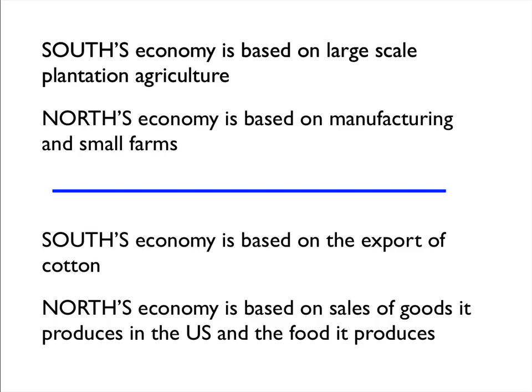But in the North, the economy is based on manufacturing, or making things in factories, foundries, all of those types of things, plus a large number, in fact most, of Northerners still live on small family farms. In the South, the economy is based on exporting cotton. In other words, they make their money by selling to other countries. But in the North, the economy is based on selling what they produce in their factories and mills within the United States itself, mainly, and living off the food that their own small farms produce.